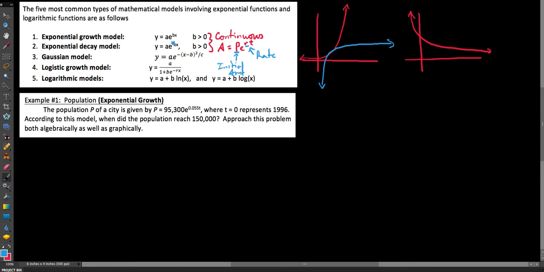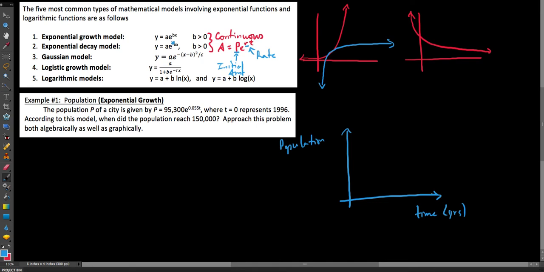So we want to approach this both algebraically as well as graphically. What I would like to do, first of all, is represent what is going on here. In terms of the two variables in this problem, our two variables are P and t, where t is time, in years, and P is the population, which I guess is in people. Sometimes we say it's 95.3 in thousands, but this time we'll go ahead and use this true value here.